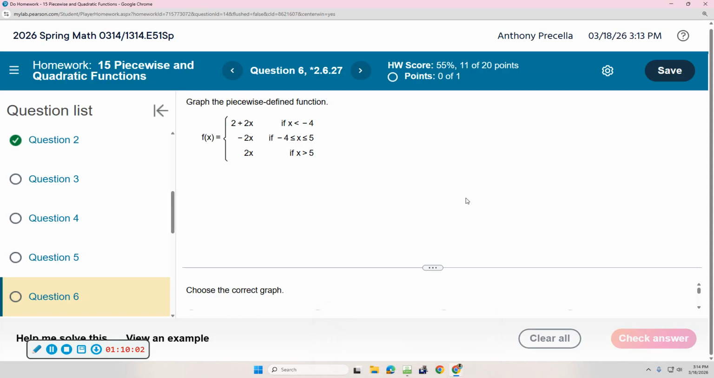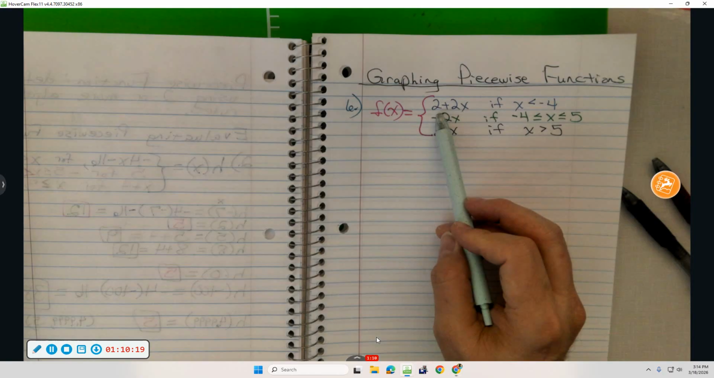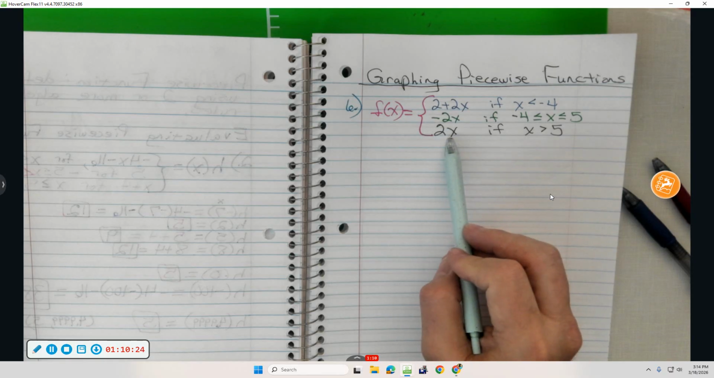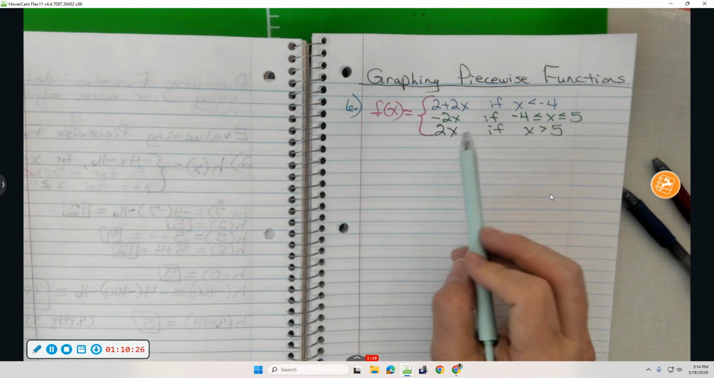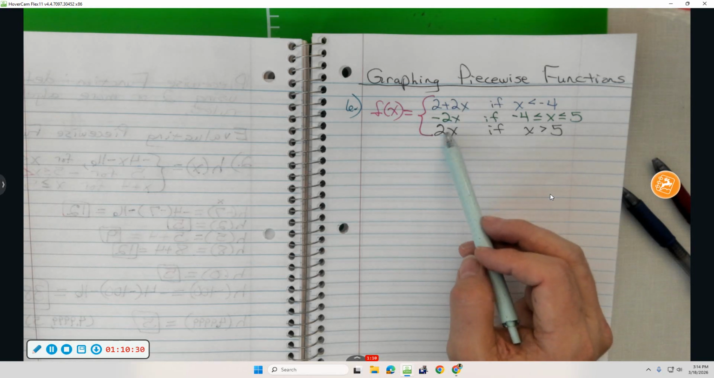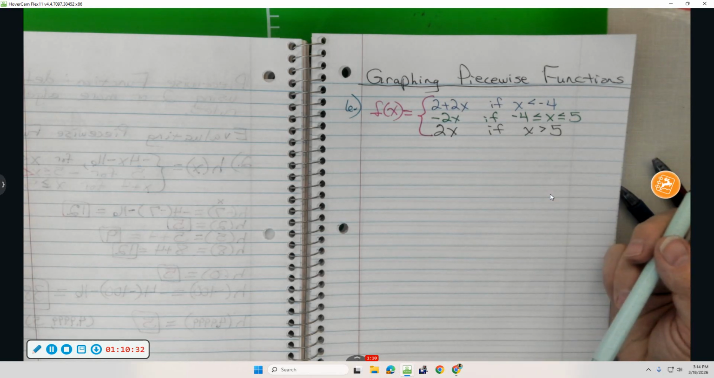We have one other piece I haven't written down. I'll write this in my black ink, 2x if x is greater than 5. Okay, we have three separate pieces. Y equals 2 plus 2x. Y equals negative 2x. Y equals 2x. All of those expressions are what? If you were to graph one individual piece, what sort of a figure would you expect to get?